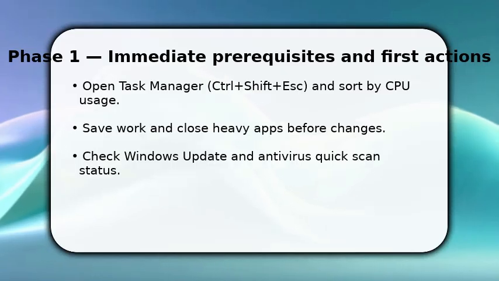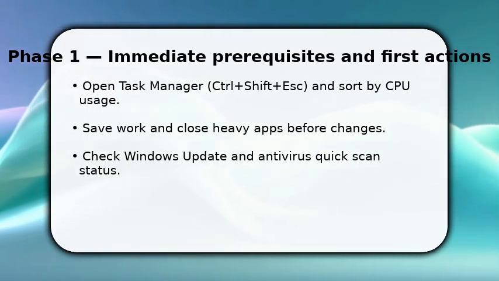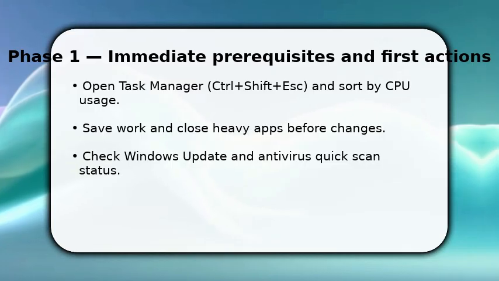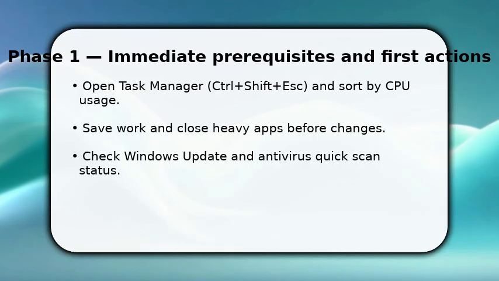You start by opening Task Manager and immediately sorting by CPU to see offenders. This shows which process to target. Once done, make sure you save any work and close obvious heavy apps before deeper changes.